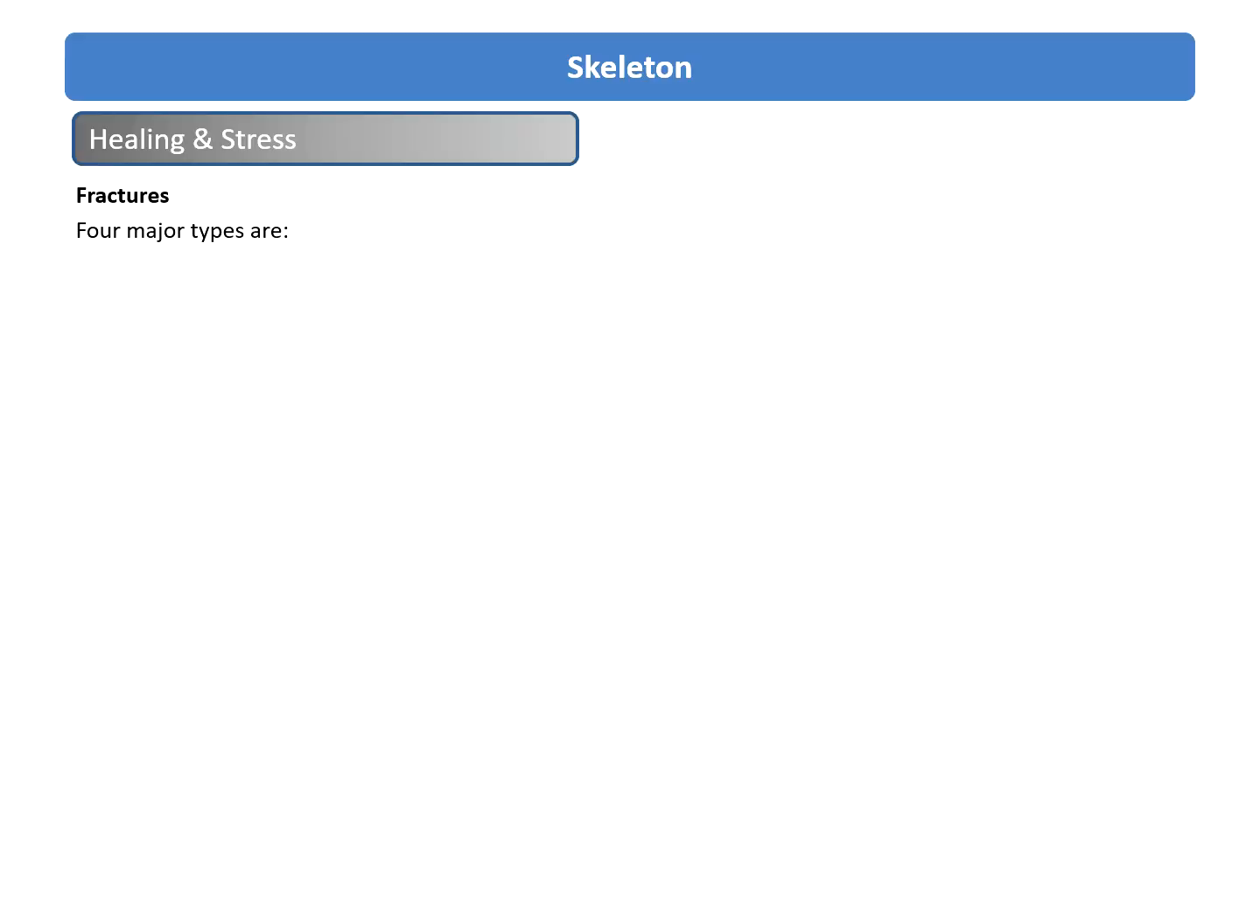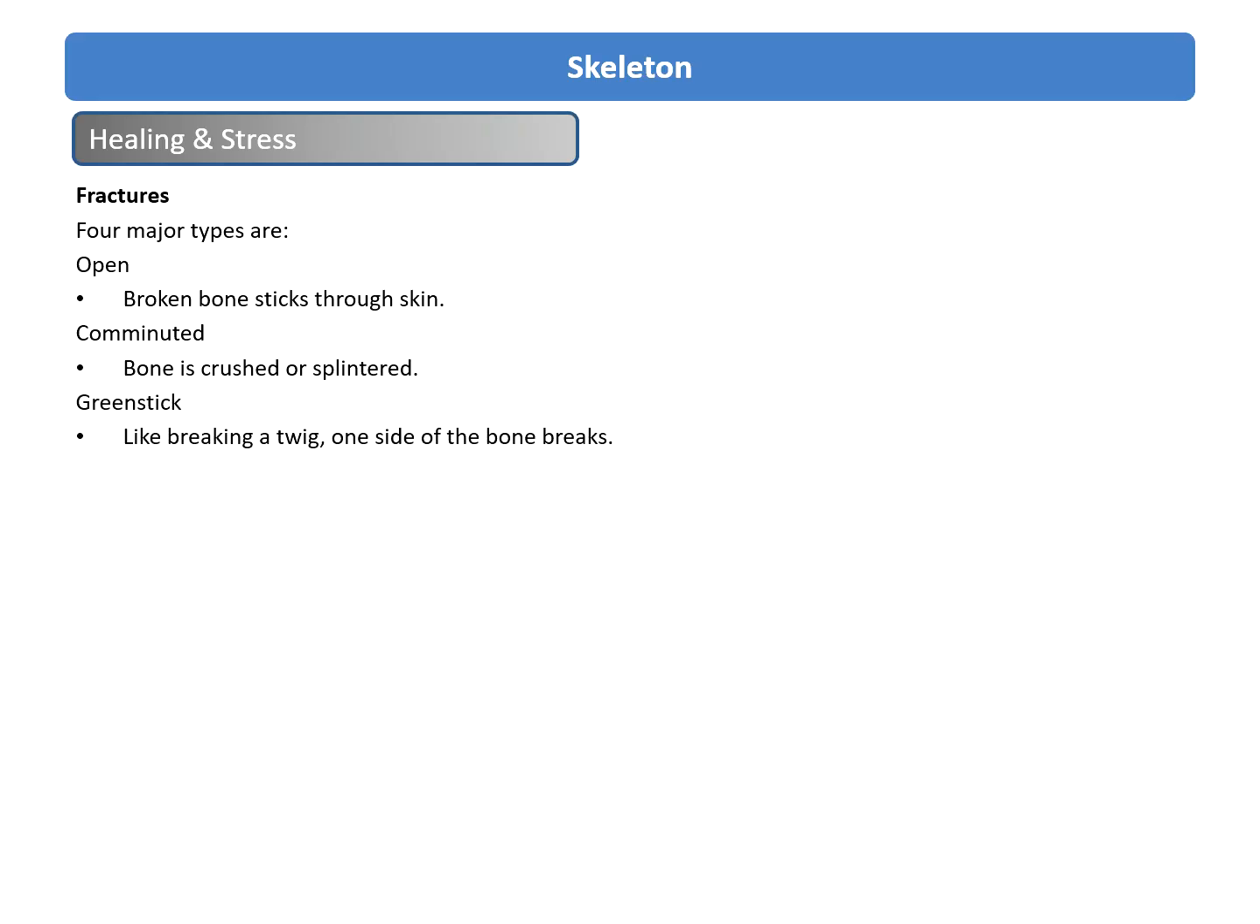What about healing and stress? A fracture requires healing. Four major types of fractures are an open fracture in which the broken bone sticks through the skin, a comminuted fracture in which the bone is crushed or splintered, a greenstick fracture which breaks like a twig where one side of the bone breaks and the other does not, and an impacted fracture in which the end of the broken bone is pushed into the other bone.